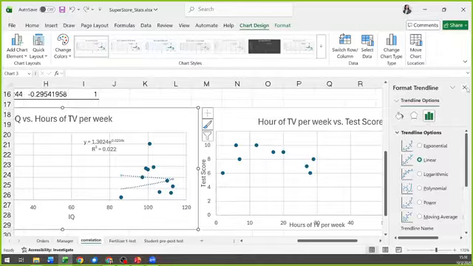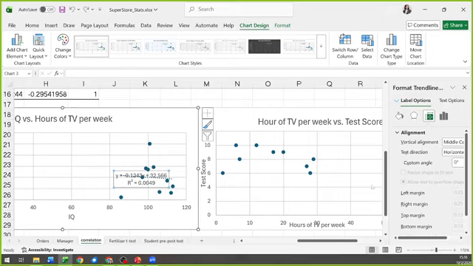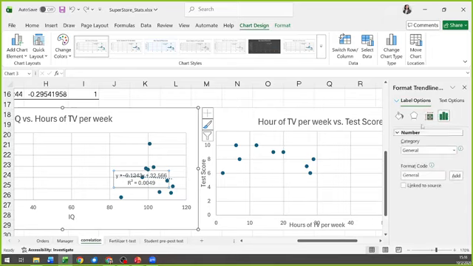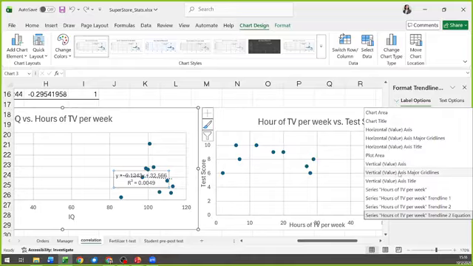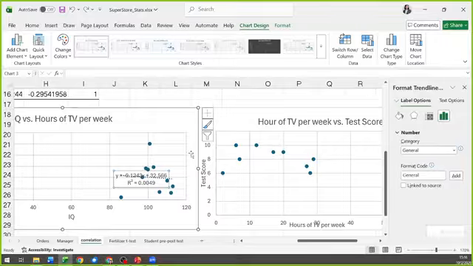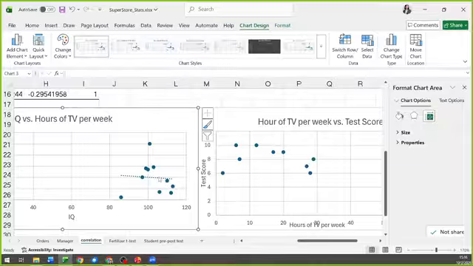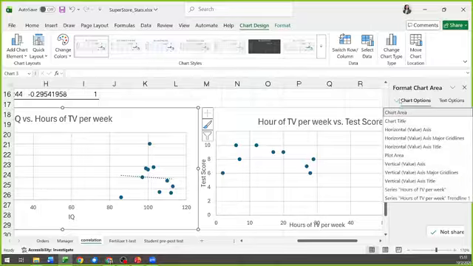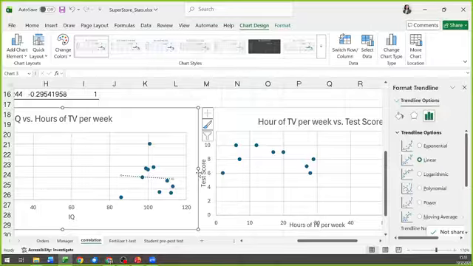Let me go back. It looks like it doesn't sync. So this trend line. Oh, there's 2 trend lines. I see. Why are there 2 trend lines? Remove one. Trend line number 1. Okay, I have 2 trend lines. Why do I have 2 trend lines? Okay.